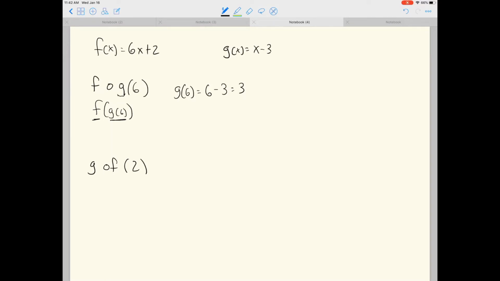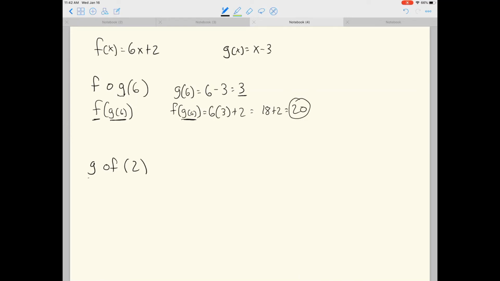And now to find f of g of 6, we know the value of g of 6 is equal to 3. So I'm going to plug in the 3 to my f function. So 6 times 3 plus 2. 6 times 3 gives us 18 plus 2. And that gives us 20 for our final answer.